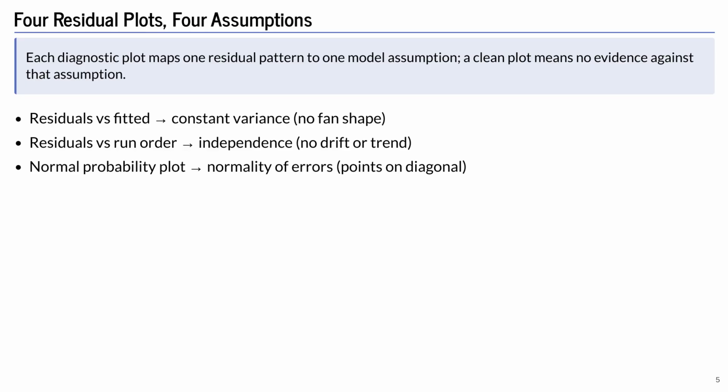The plot of residuals against run order checks independence. You want no systematic drift or trend across time. The normal probability plot checks whether the errors are approximately normally distributed. You want the points to track the diagonal reference line. And residuals plotted against individual factor levels or groups check for any remaining structure the model has not captured. A clean plot means no evidence against that assumption, not proof of perfection, but no red flags.